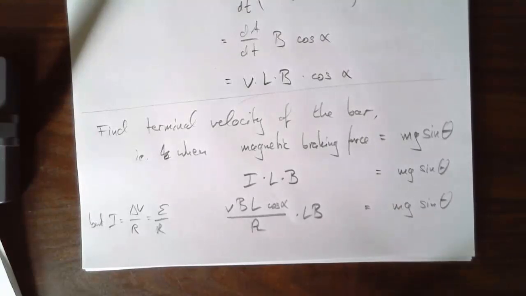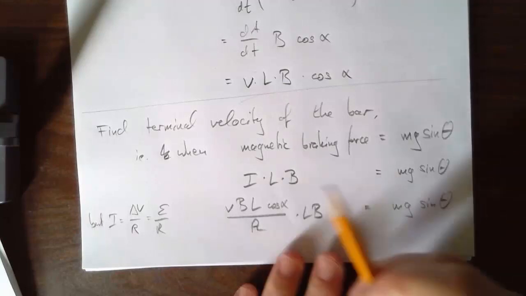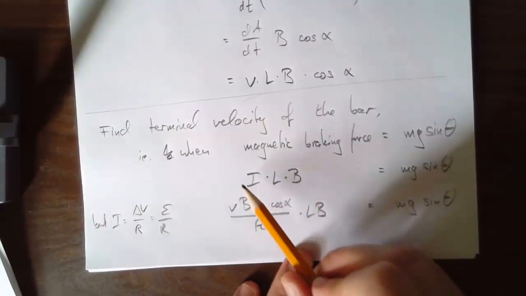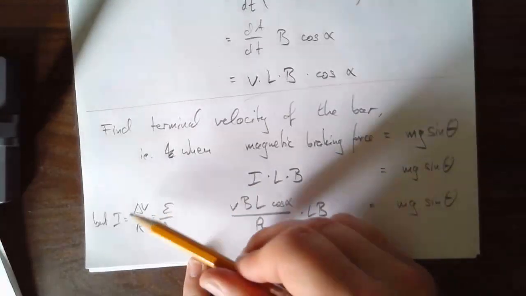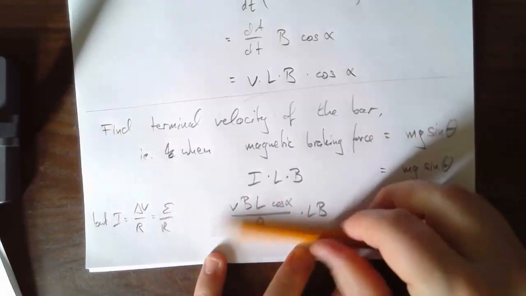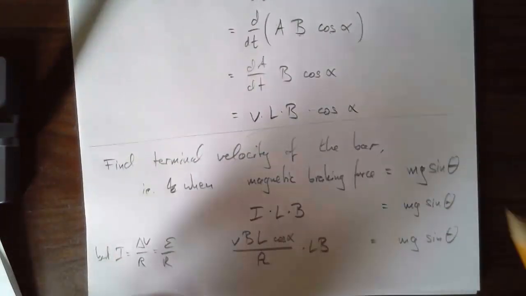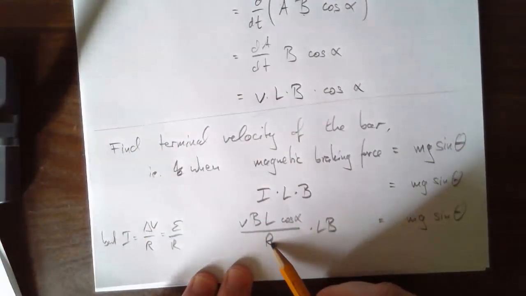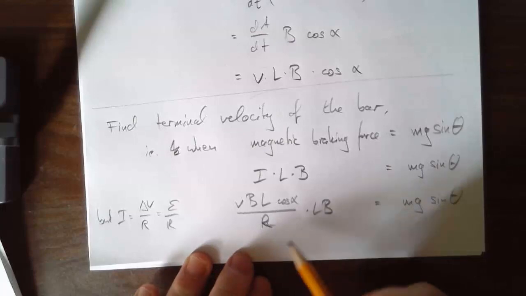Okay, again, if you're lost right now, take a step back, make sure you understand magnetic braking forces from the previous video. This is the force. How do we know I? Well, it's potential difference over resistance. How do we know the potential difference? That's what's induced by the motion of the bar.